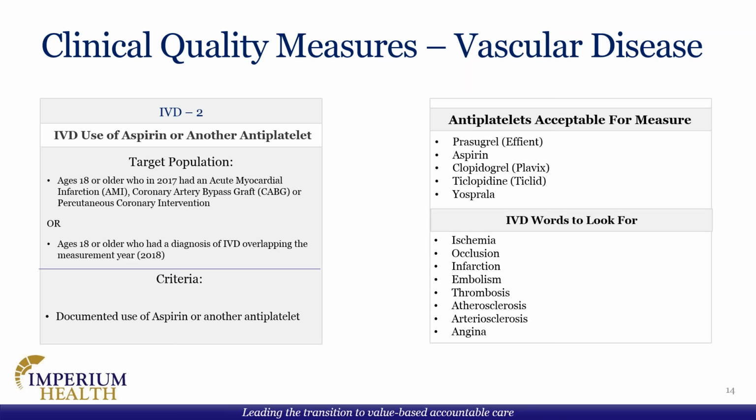The next quality measure is use of aspirin or another antiplatelet for patients with vascular disease. For this measure, we're after patients that have had a previous diagnosis of ischemic vascular disease, or were 18 and older and had an AMI or a CABG during the year. For this measure, we're most concerned about trying to make sure that our patients have a documented use of aspirin or some other antiplatelet. To make sure that we're meeting this measure, it's always good to ensure that when you're speaking with your patients that you're asking them, what medications are you taking, including aspirin?